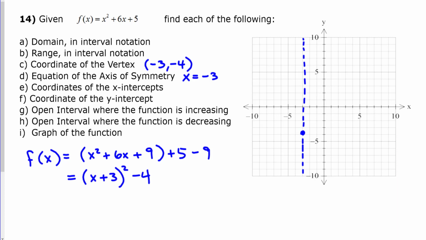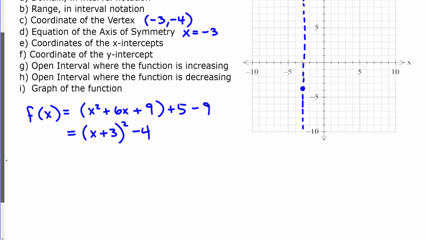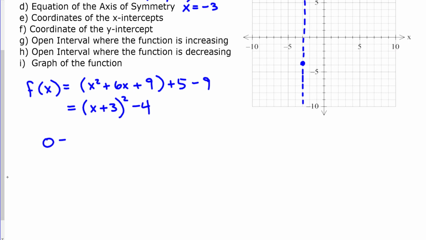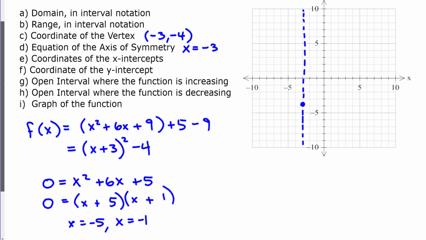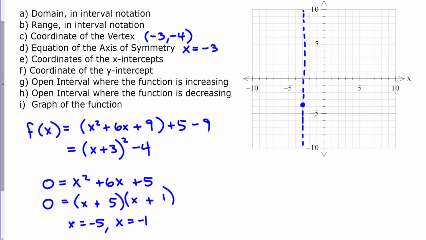Okay, let's work on the intercepts. All right, so the x-intercepts occur where the function itself equals 0. So if I take the function, set it equal to 0, and solve, that's going to tell me where those intercepts occur. So it's going to involve some factoring. 5 and 1 look like they'll work. So x equals negative 5, x equals negative 1, which means my x-intercepts are at the coordinates negative 5, 0, and negative 1, 0. So negative 5, 0, and negative 1, 0.